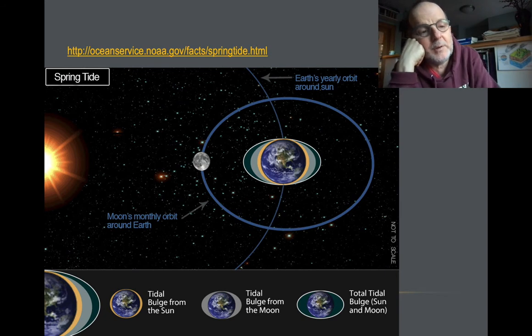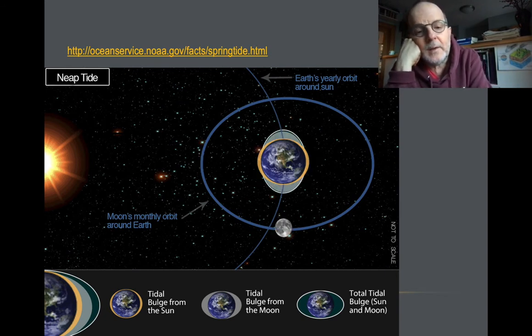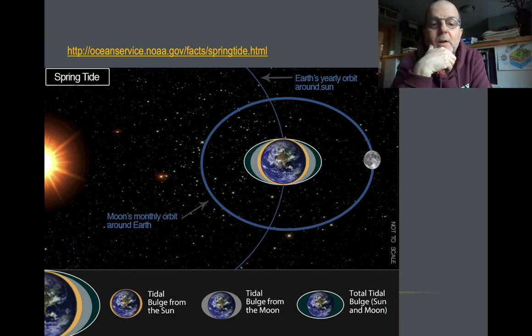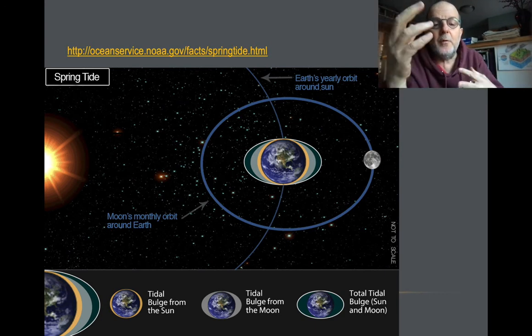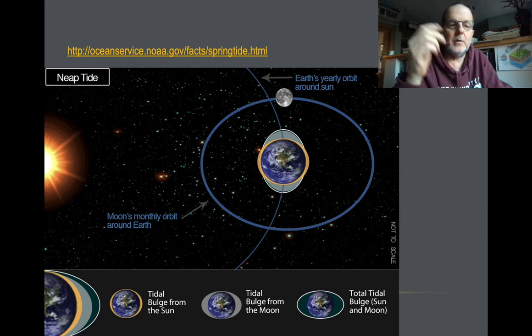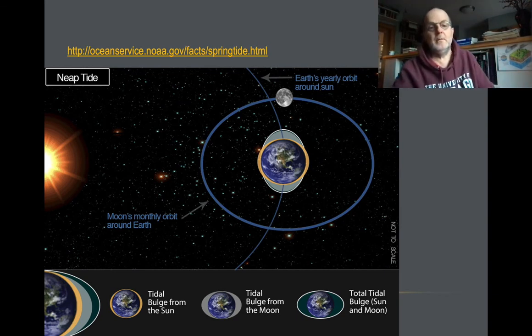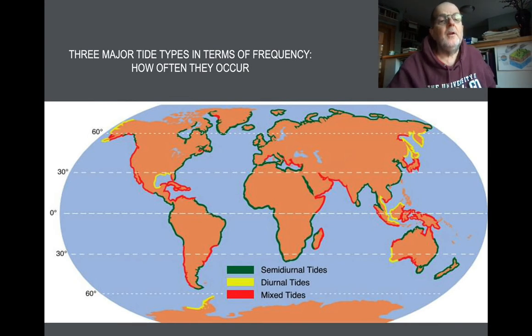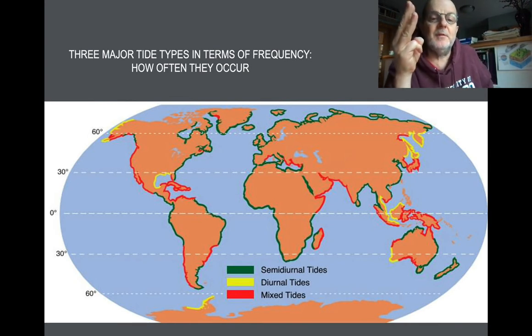In the spring position, new and full moons, it's a sum of two forces. But in the neap position, first and last quarter, the two forces are at odds, and thus overall the tide is lower. So a neap tide versus a spring tide. There are three major tide types in terms of frequency. That is how often they occur.